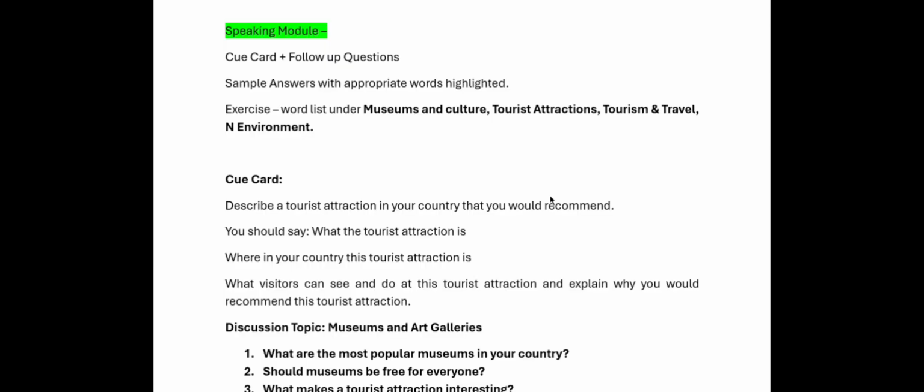Class today is on the cue card and the follow-up round questions. First, we will see the cue card and the follow-up round questions. You prepare your own answers, your own thoughts, your own vocabulary. After that, we will go through a sample answer where the appropriate, suitable words are highlighted. With the sample answer, match what you have prepared with the sample answer which you are seeing on the screen, learn the vocabulary, develop yourself, enhance your scores.